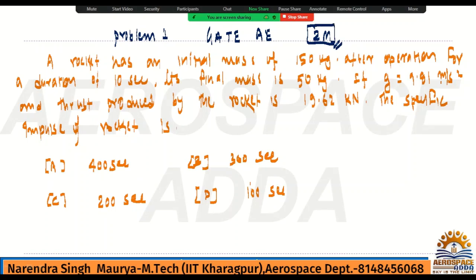Okay, now see, a rocket has an initial mass, m naught, they have given. Operation for a duration of 10 seconds means the burning time they have given. Its final mass means mf, the burnout mass, they have given to us. g 9.81 they have given to us, and thrust produced is 19.62, specific impulse Isp. So this is the GATE problem.